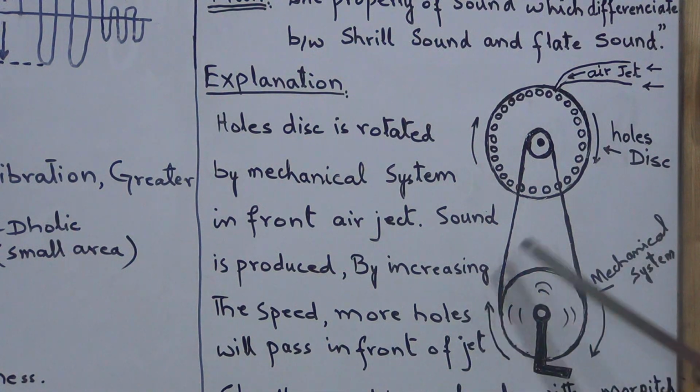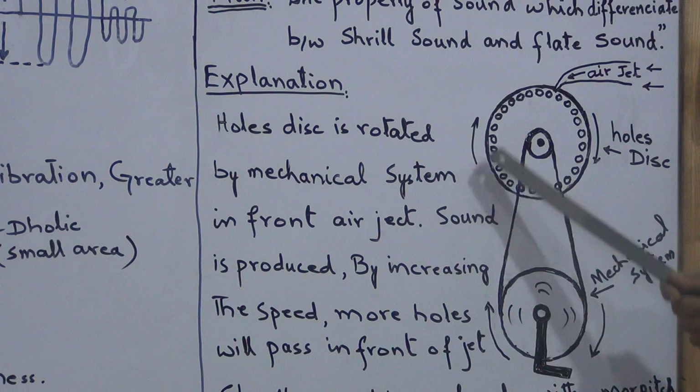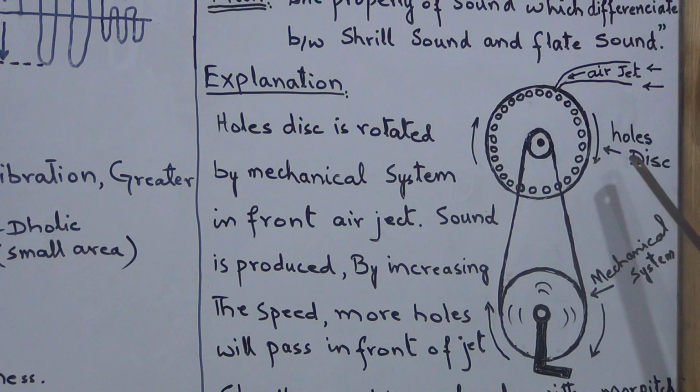If we increase the speed of rotation of the disc, the sound increases, meaning its pitch increases and its shrillness increases. More holes in less time give a higher pitch of the sound. So, pitch depends upon the frequency.